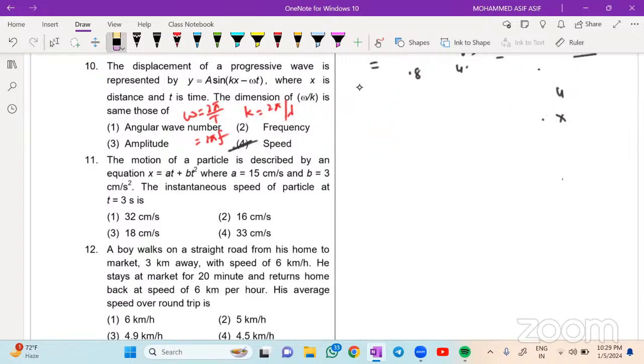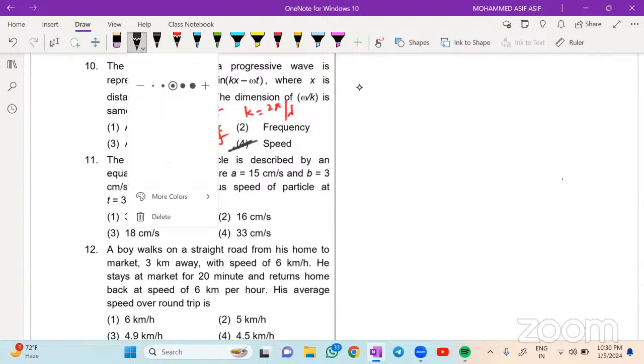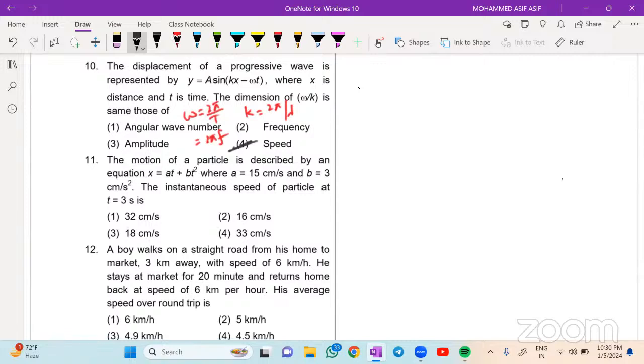11th one, can anyone try it out better? Question number 11. एक बार 11 try कर लो. The motion of a particle is described by an equation x is equal to at plus bt square, where a is 15 centimeter per second, b is 3 centimeter per second square. The instantaneous speed of the particle at t is equal to 3 seconds will be equal to how much?